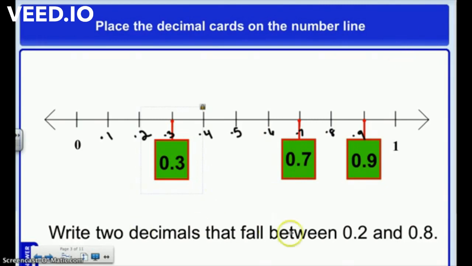Next, I'm going to write two decimals that fall between 2/10 and 8/10. So the two decimals that fall between there are 3/10 and 7/10.